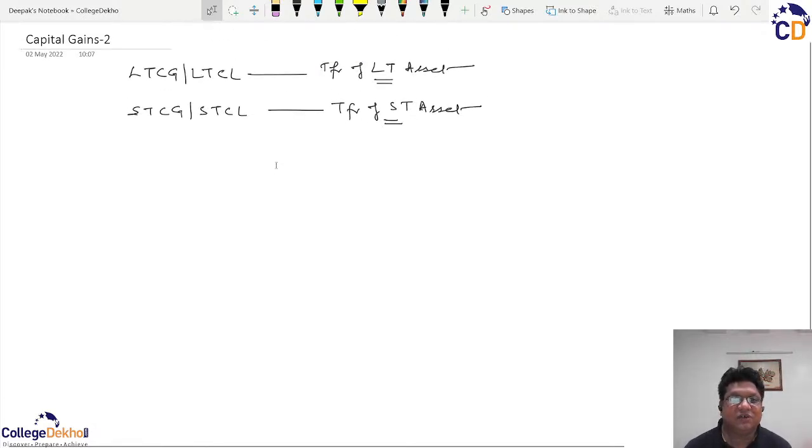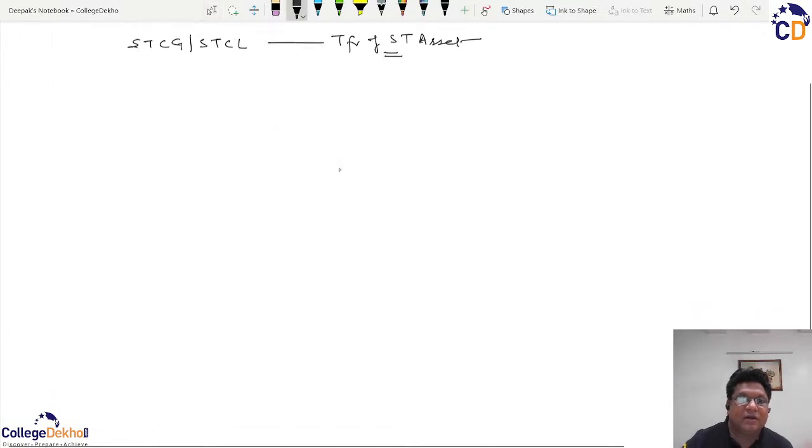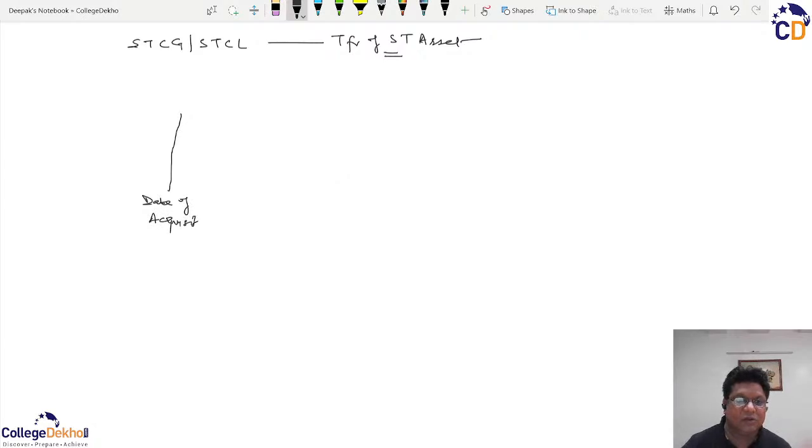So, what is the basic difference between the two? As we discussed in the last session, whenever you purchase an asset, that is the date of acquisition of the asset. There will be expenditures which have been incurred by the assessee to get the asset into his own ownership, and all those expenditures which have been incurred for such acquisition will be known as the cost of acquisition.